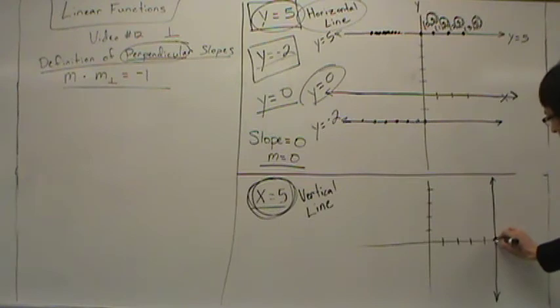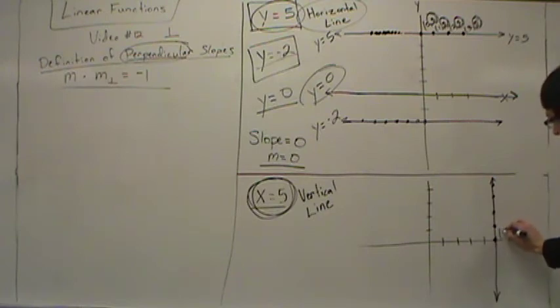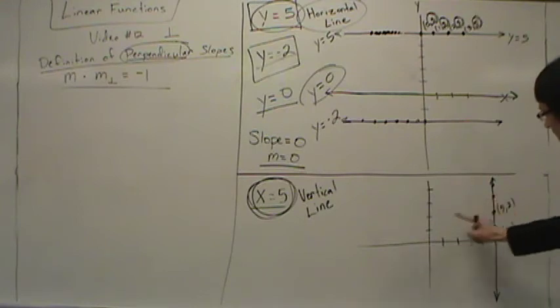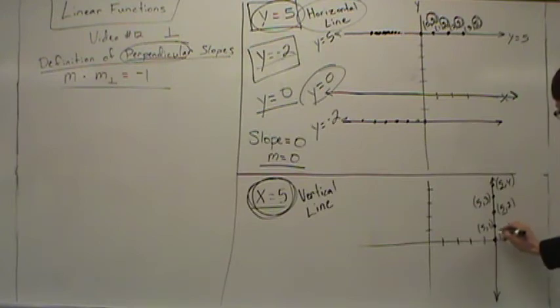Let's look. This point is 5, 0. This is the point 5, 1. This is the point 5 units right, 2 units up, 5, 2. This is the point 5 units right, 3 units up, or 5, 3. And this is the point 5, 4. And there are many, many more points. But what do you notice about all of these points? All of these points have x values of what?